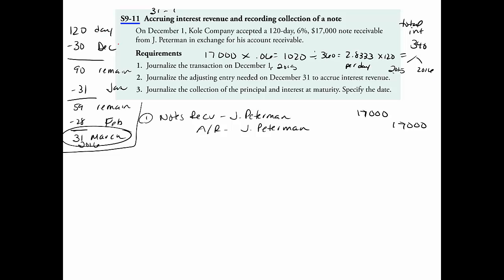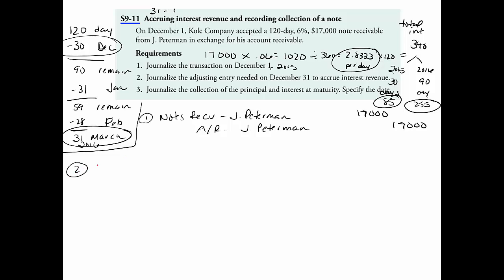So I can see right here that I used 30 days in 2015, and the other 90 days of the note is in 2016. So then I say, all right, 30 days, here's my daily rate. So I earned interest for 30 days in 2015 at a rate of 2.8333 per day. So that's $85 here. And then the other 90 days times 2.83333 is 255, which is how much interest I've earned in 2016. So the customer doesn't see this, but we need to record $85 of the revenue in 2015 in the adjusting entries. So that's here.